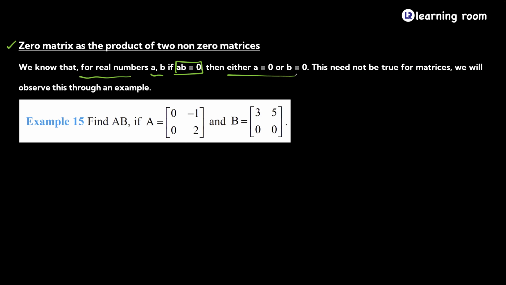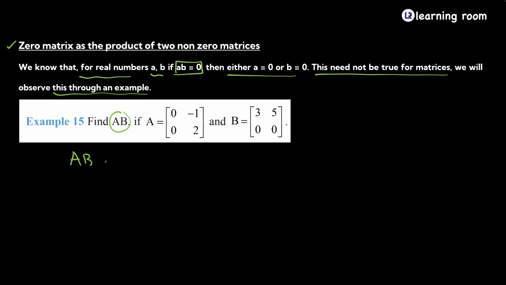In a similar way, this need not be true for matrices, because here we are not dealing with real numbers directly. Rather, we are dealing with the arrangement of those real numbers. We will observe through an example. If I need to find AB, for this matrix, A is equal to 0, minus 1, 0, 2, and B is equal to 3, 5, 0, 0, right? Can you quickly do the multiplication and tell me?